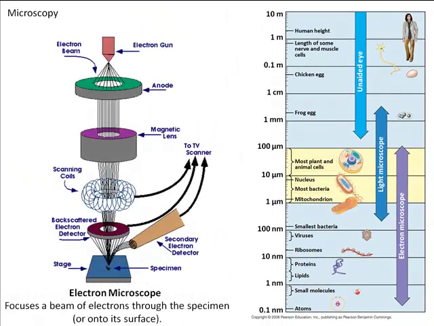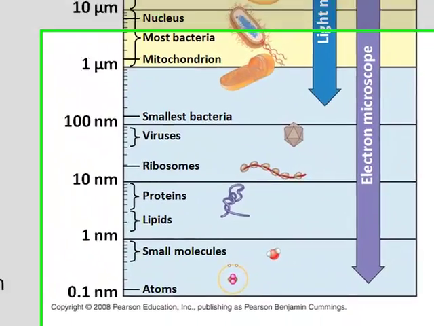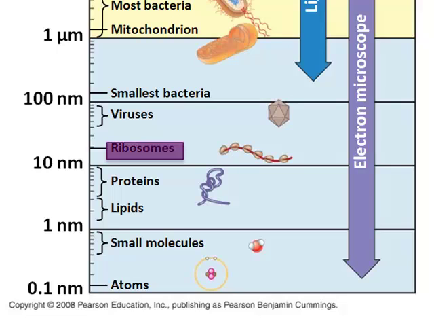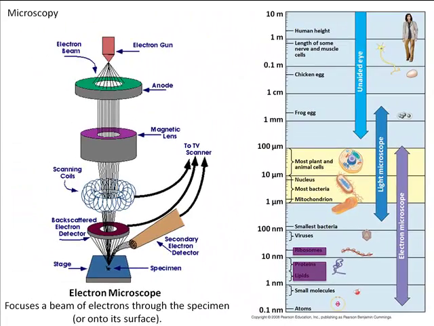A big advancement with microscopes came with the invention of the electron microscope, which instead of light uses a beam of electrons. That beam of electrons has a much shorter wavelength than visible light, so it provides a much higher resolution at a higher magnification. This allows electron microscopes to see objects as small as ribosomes, proteins, and lipids. There are two types of electron microscopes: scanning and transmission.